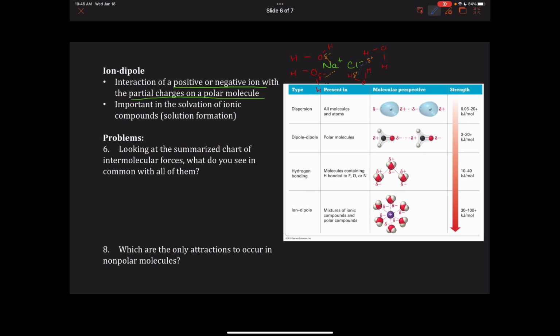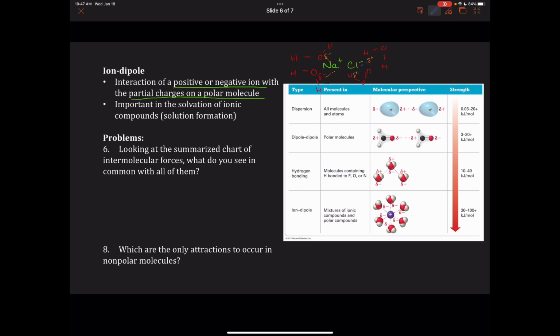Ion dipole force is a strong intermolecular force. It's the strongest of the 4. It is strong enough to break ionic bonds. So we have our chart here, and we're going to talk about ion dipole and our other forces when we talk about properties a little bit more in the chapter.